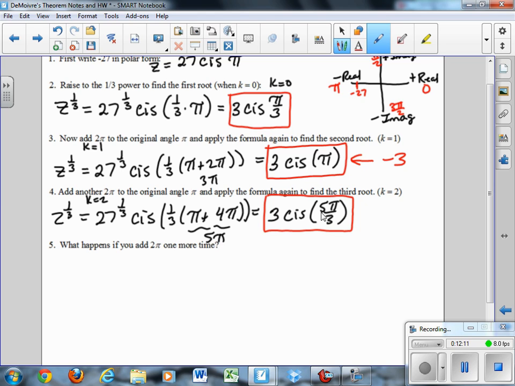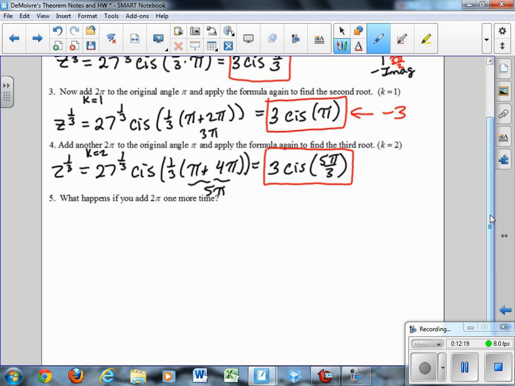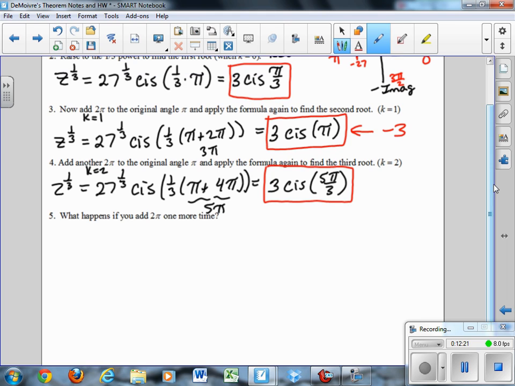Now I've got one more step here. What happens if I add 2 pi one more time? Because I've told you that there's only 3 roots. Here's root number 1, number 2, and number 3. So what happens if I do this process another time? What do I get?